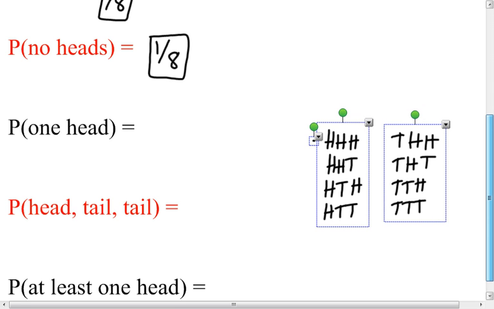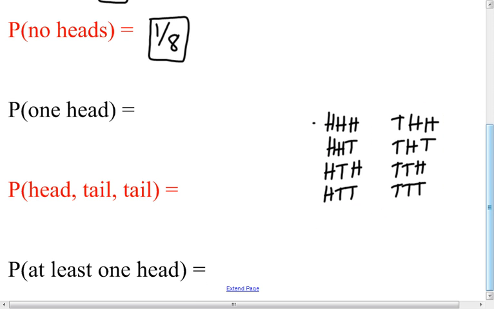All right, now I want to know the chances that I get one head. Notice that I did not say that that head had to be the first one flipped. I just said you had to have one head somewhere. It does not have to be the first one. So if I'm asking you for where there's one head, that would be here, here, and here. Okay, so you have a 3 in 8 chance of getting one head. All right, heads, tails, tails. There's only one option there, heads, tails, tails, and that's right here.